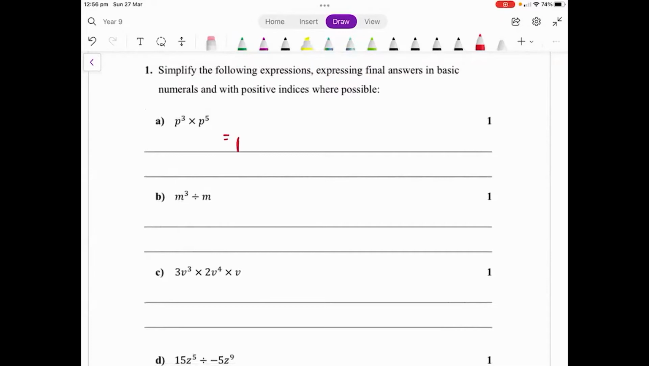Second question is division, and there is one of those terms without a power, so that's an invisible one. So we do subtraction of the powers due to division, and it becomes 3 minus 1, which gives us m to the power of 2.